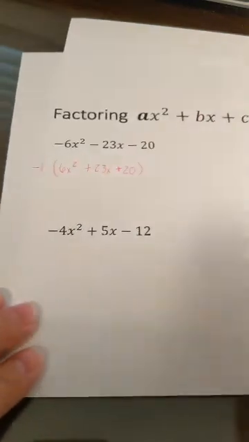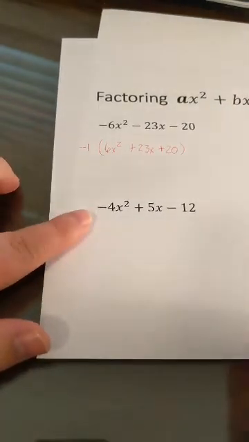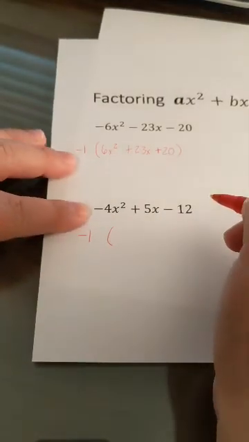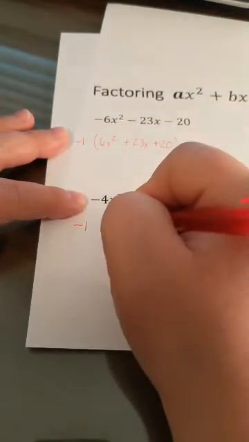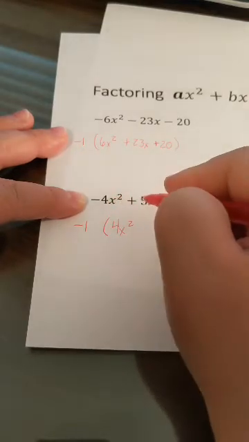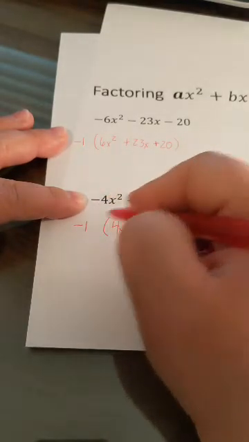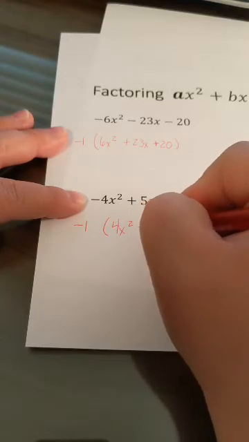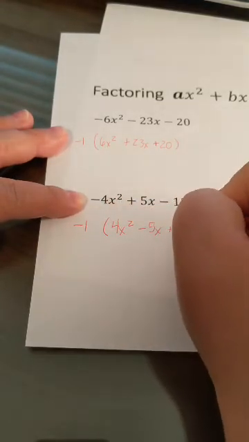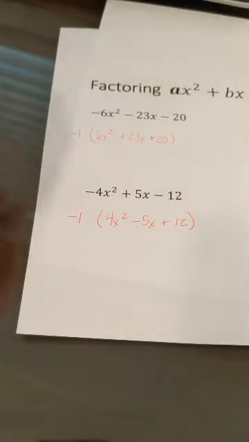So again, looking at this one, we can't have a -4, so I'm going to pull out a -1. And what's left is 4x squared. Then a negative out of +5 leaves it a -5, so it just changes the sign. And then this one also changes the sign. So hopefully that makes sense. So that's what that is.